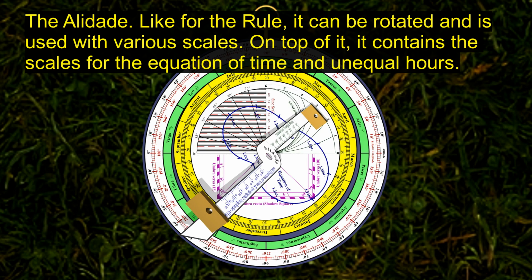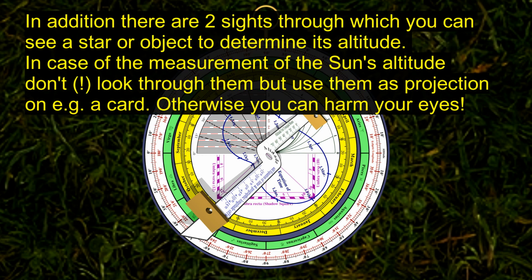The alidade. Like for the rule, it can be rotated and is used with various scales. On top of it, it contains the scales for the equation of time and unequal hours. In addition, there are two sights through which you can see a star or object to determine its altitude. In case of the measurement of the sun's altitude, don't look through them but use them as projection on, for example, a card. Otherwise you can harm your eyes.